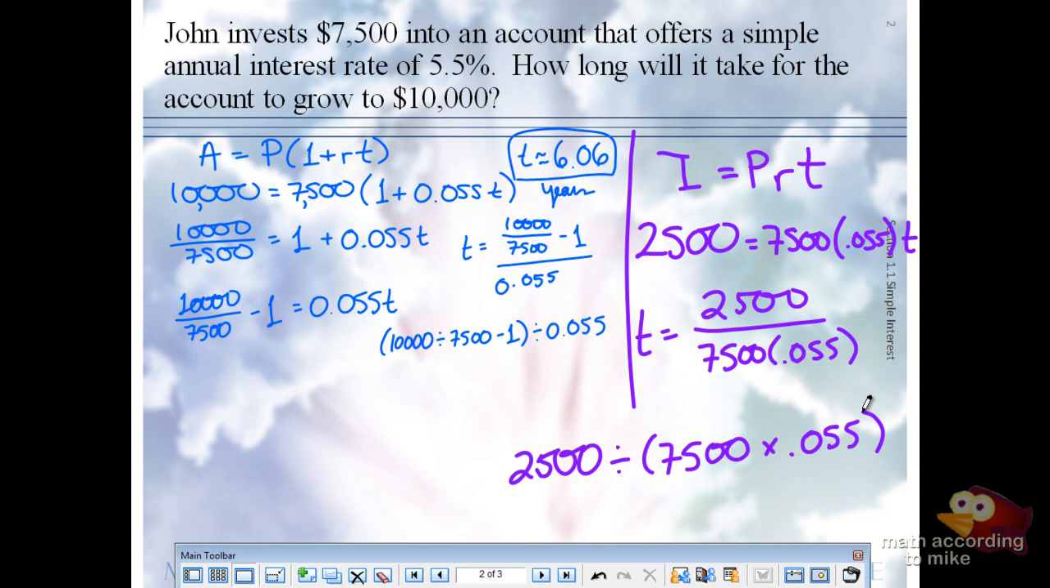So again, you can pick the A formula, you can pick the I formula. It does not matter. You should get the same answer. If you're careful, just be careful with the I.